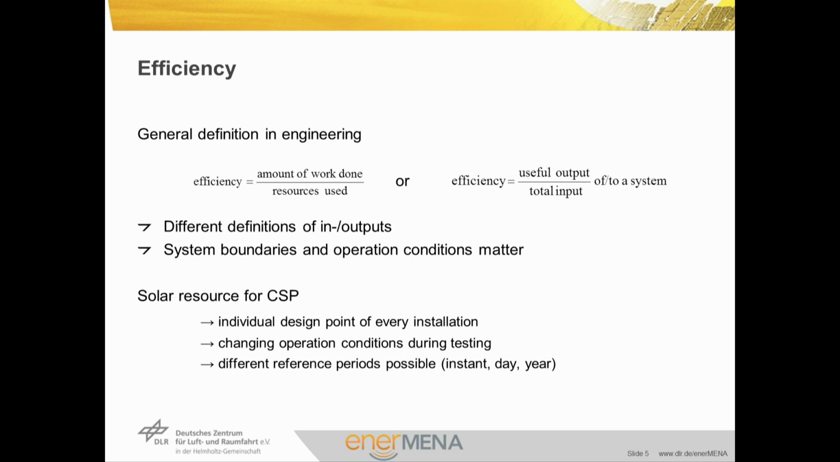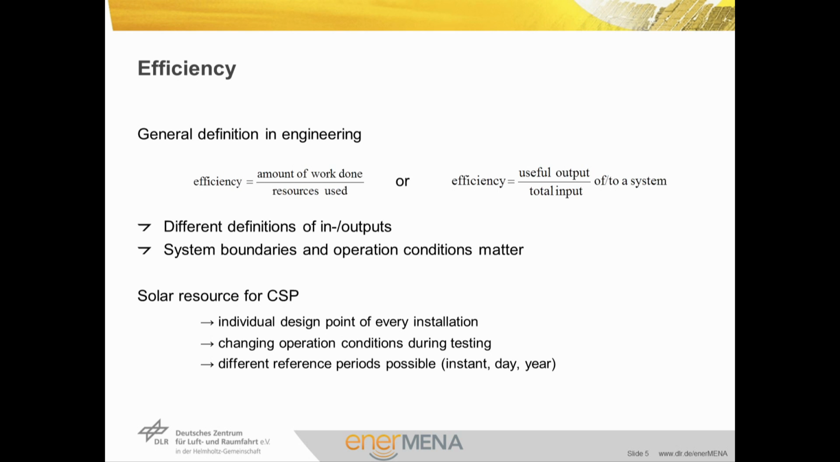In engineering, efficiency is generally expressed as the ratio of the work done to the resources used. It is the ratio of the useful output to the overall input to a system. This general definition is then refined according to the system under investigation. Typical subsystems considered in CSP applications are receivers, collector modules, collectors, or the entire solar field. These do not only imply different definitions of input and useful output, but also individual system boundaries and operation conditions.